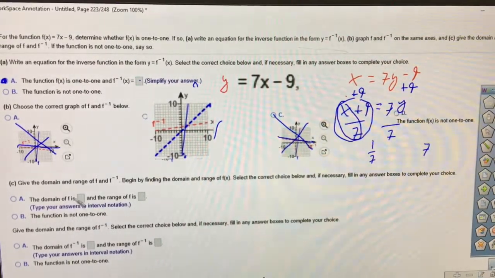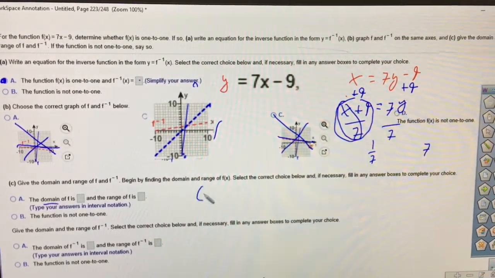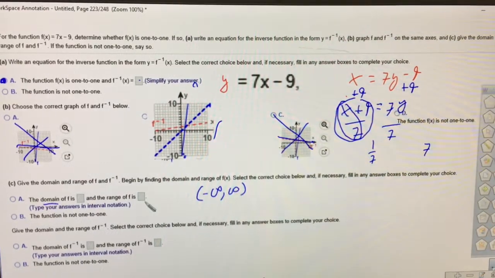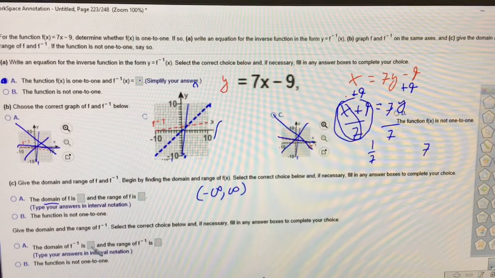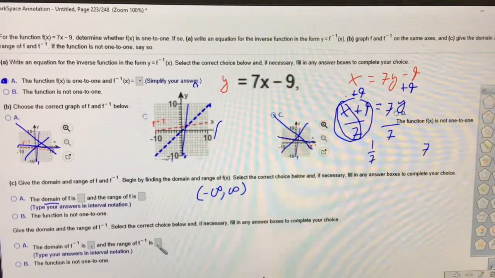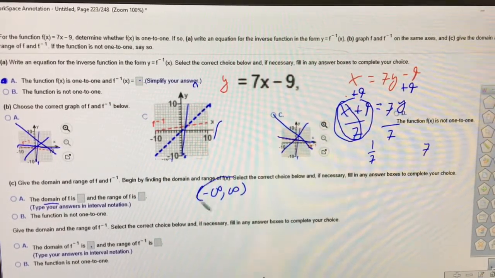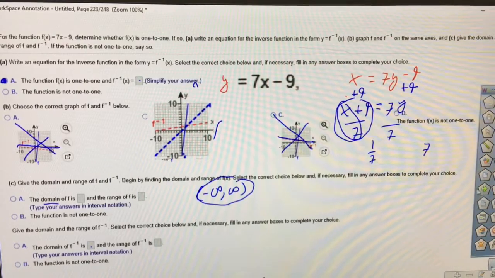The domain of any line is all reals, -infinity to +infinity. The range of any line is all reals, -infinity to +infinity. The inverse is also a line, so its domain is -infinity to +infinity. The inverse's range is also -infinity to +infinity. So you're going to enter that 4 times.